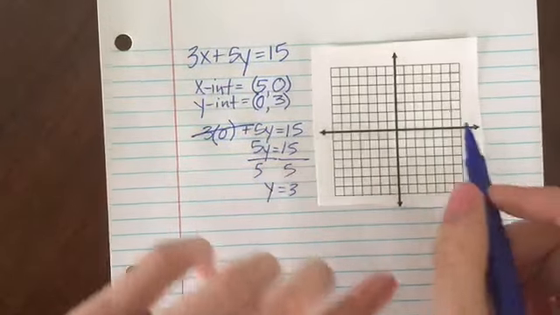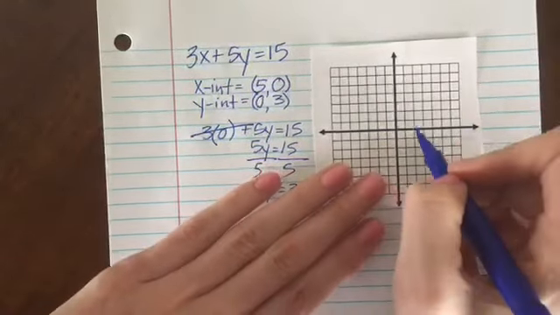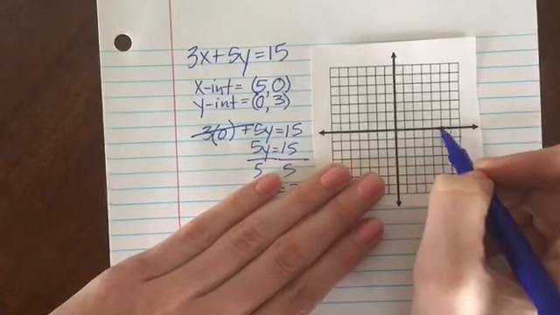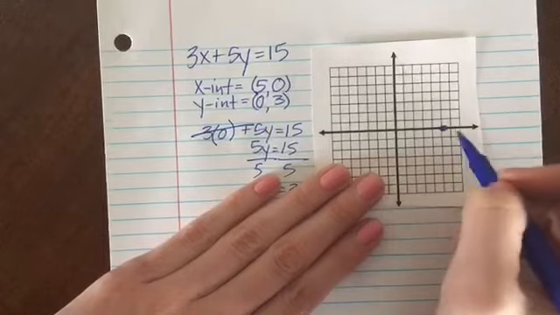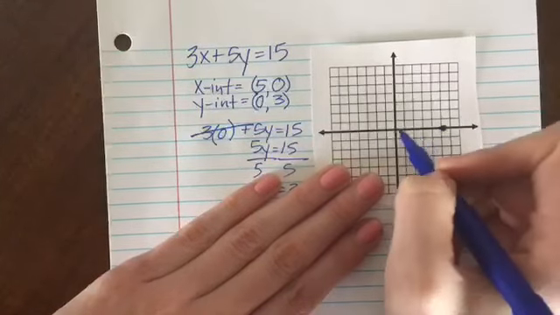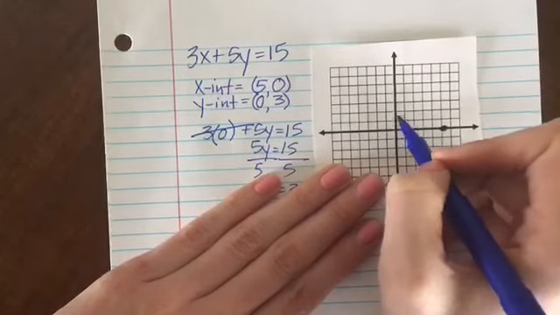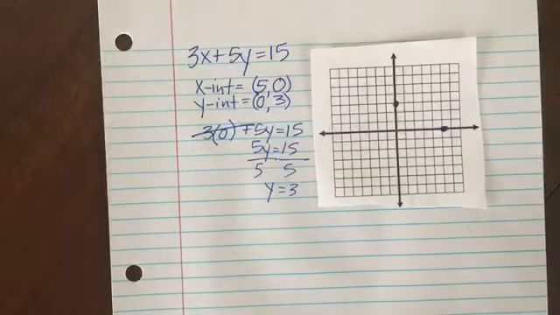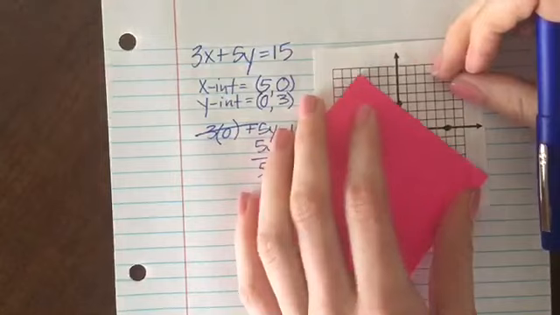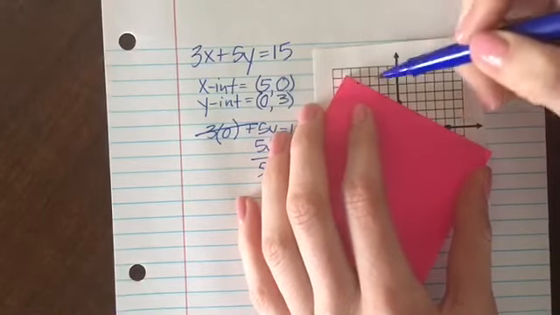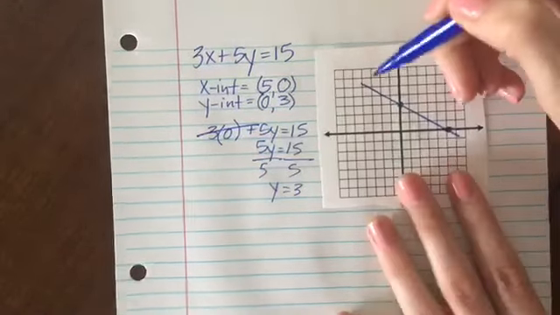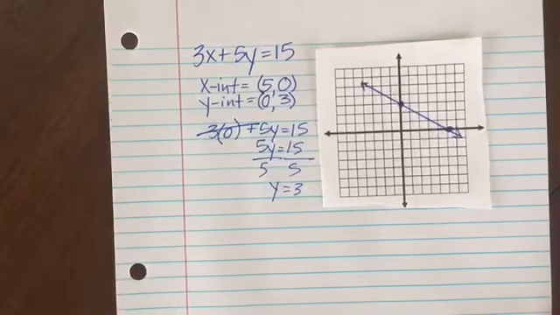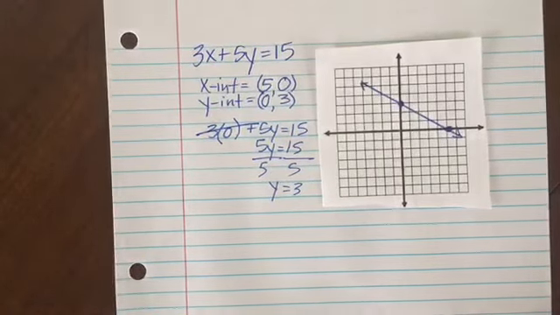So let's plot these points. (5, 0), over 5 on the x-axis, and 0. So that's our x-intercept. That's where it crosses the x-axis. Our y-intercept, (0, 3). 1, 2, 3. And we have those points found. Now grab your straight edge again and draw your line, arrows on both ends. And that is how we use intercepts to graph our equation.